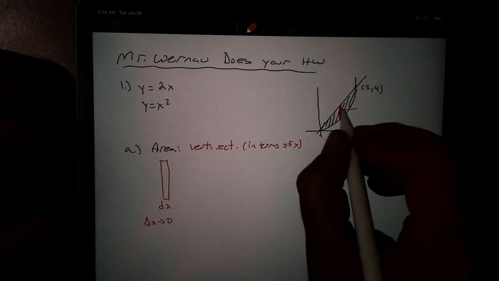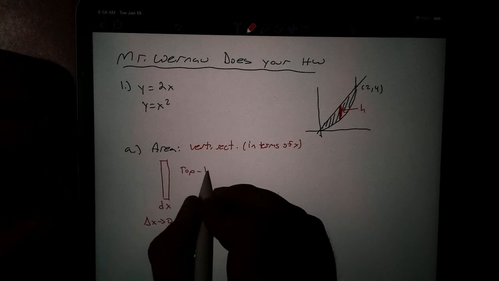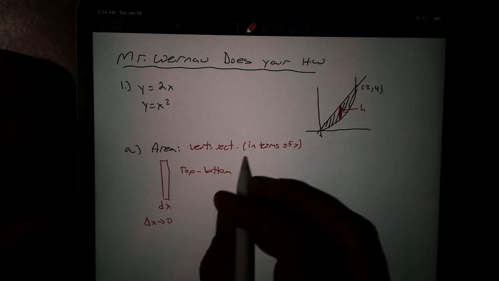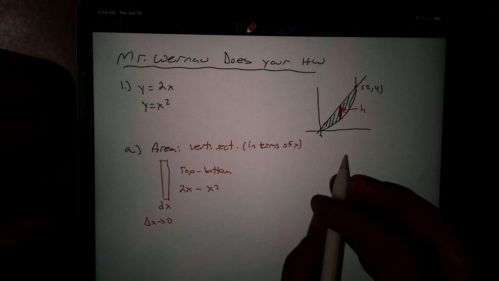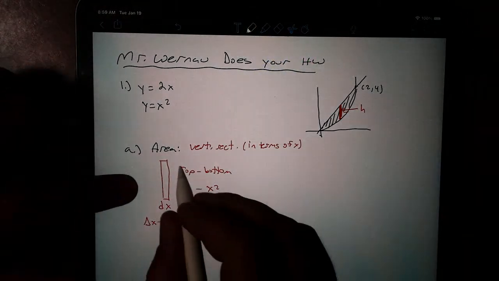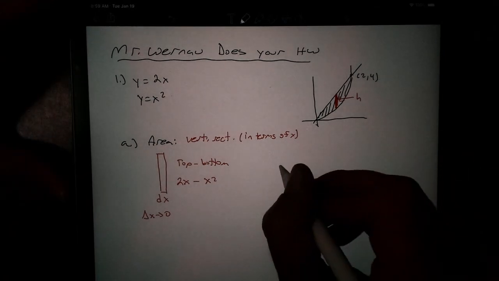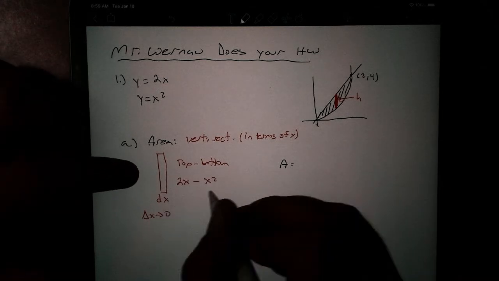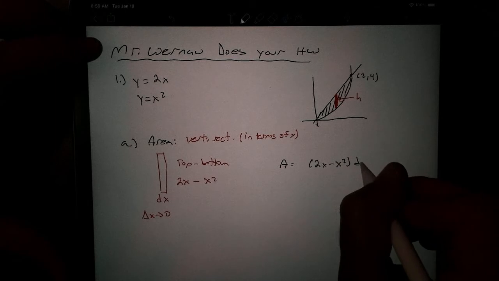To get the height of our rectangle, remember, we're going to go the top function minus the bottom function. Our top function is the line, so it's going to be 2x minus x squared. Now we can go ahead and find our area. I'm going to use my rectangle of mathematics to get the area between these two graphs. The area will be length times width, so it's going to be 2x minus x squared dx.